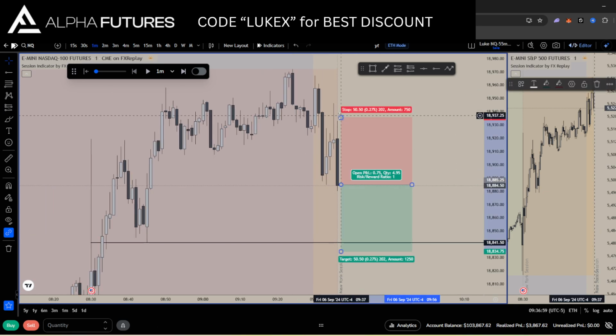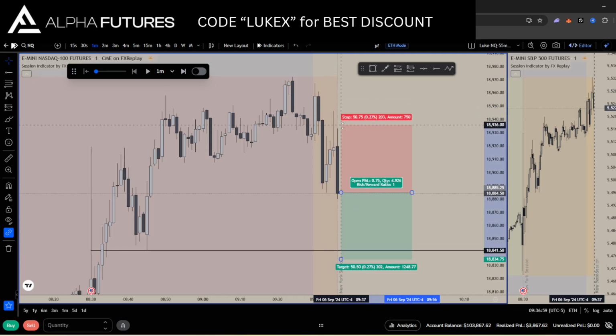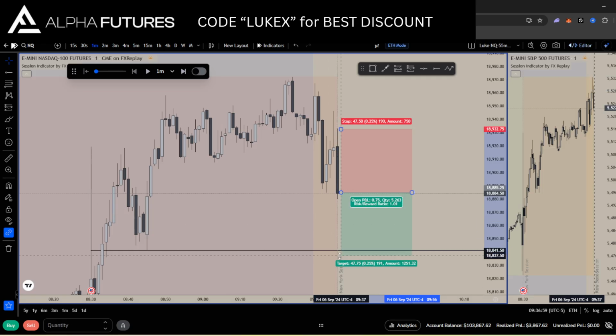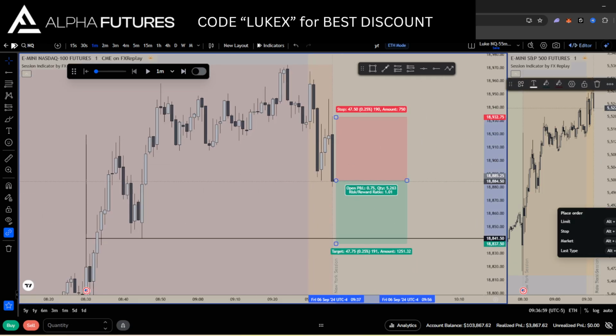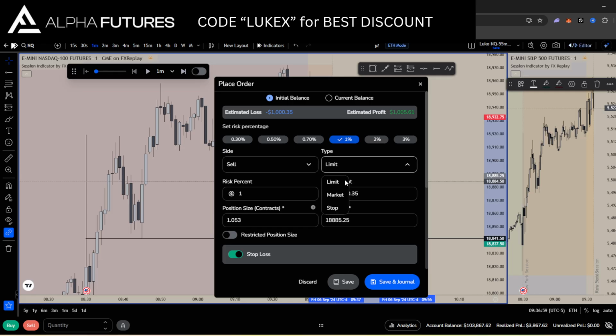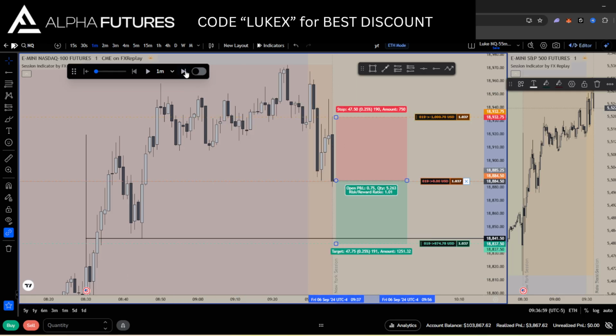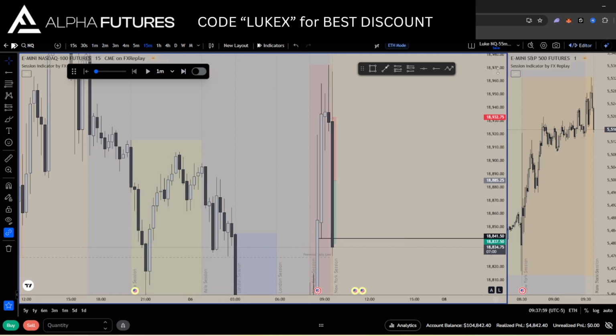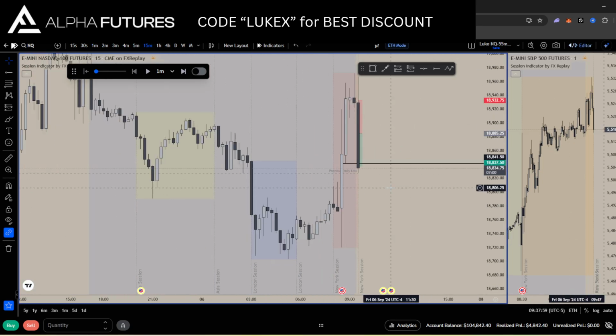I kind of just want to go for this. Wait. Like this right here. Yeah, let's try this out. There we go. Perfect. So basically the draw right here was this 15-minute unfilled gap.